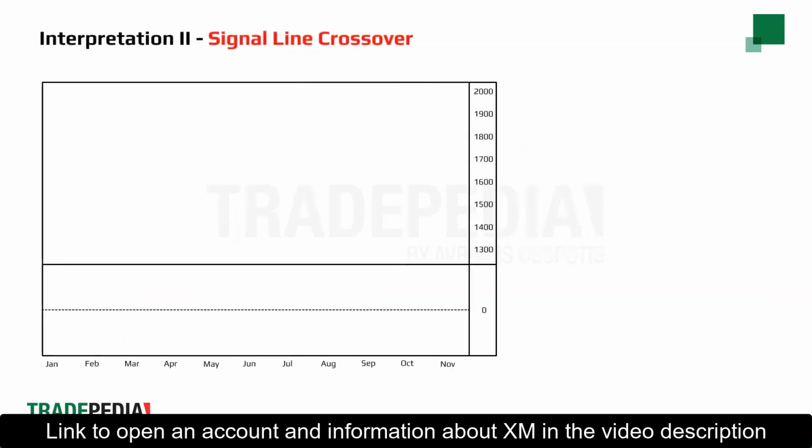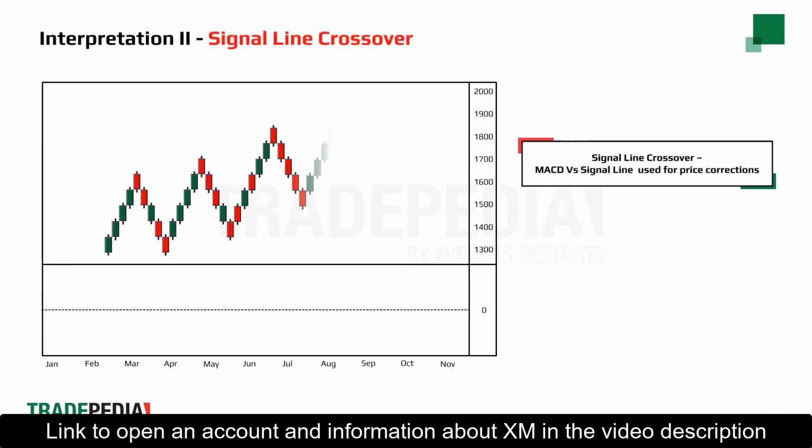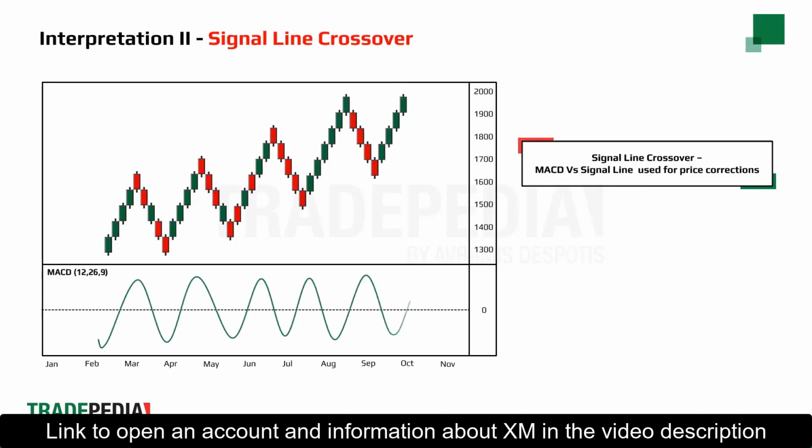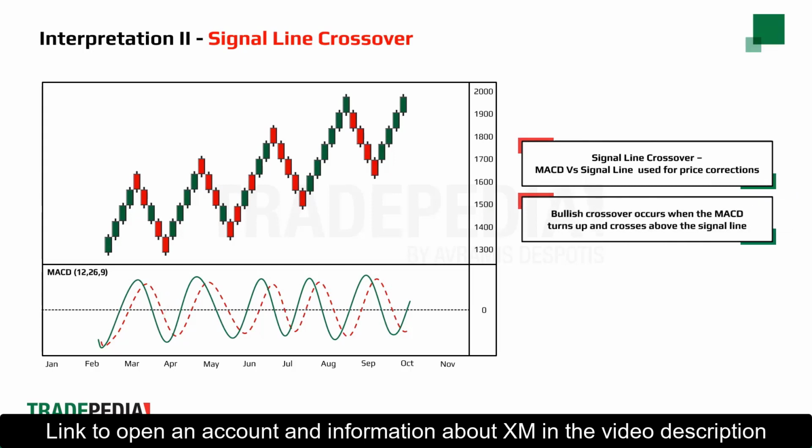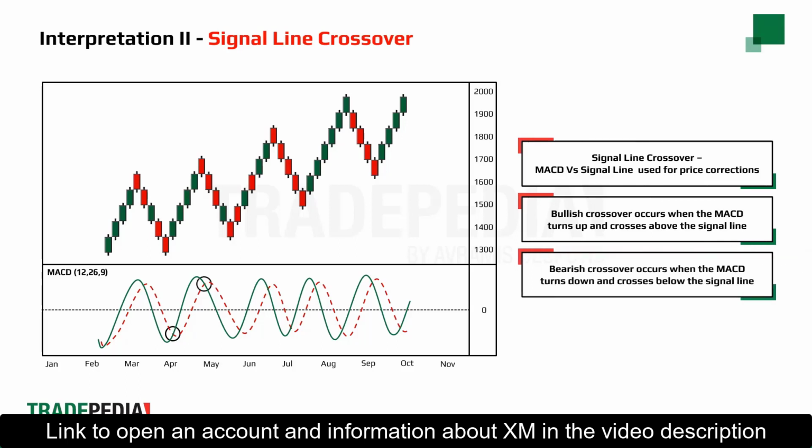Another interpretation is the signal line crossover, which refers to the MACD versus the signal line and used for potential price corrections. A bullish crossover occurs when the MACD turns up and crosses above the signal line, anticipating a potential break above the center line, while a bearish crossover occurs when the MACD turns down and crosses below the signal line.